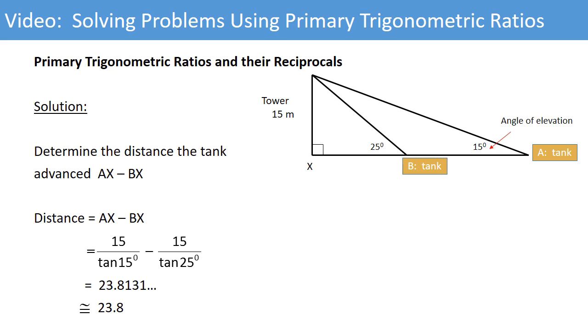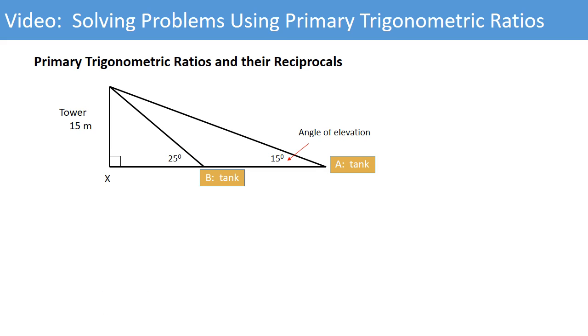23.8131 and so on. But let's round it off to approximately 23.8. And now, state the conclusion. The tank advanced approximately 23.8 meters.